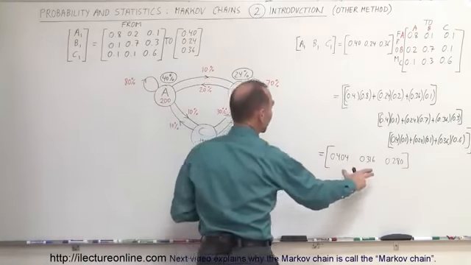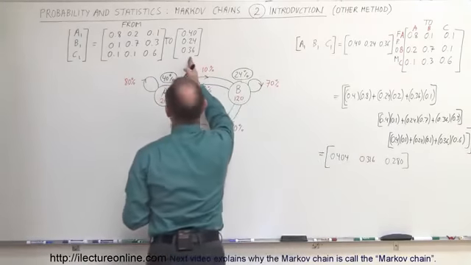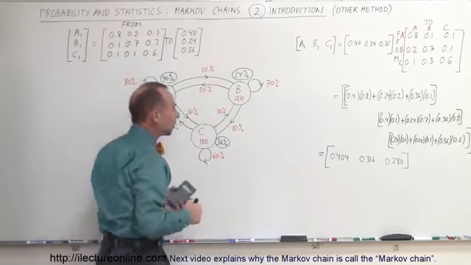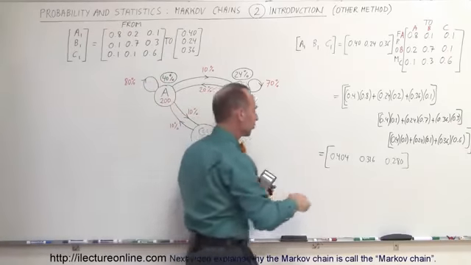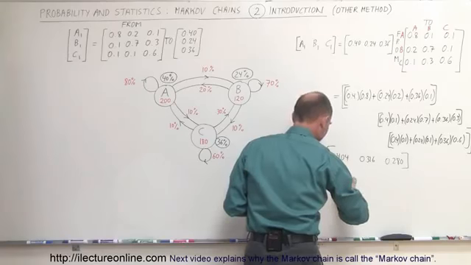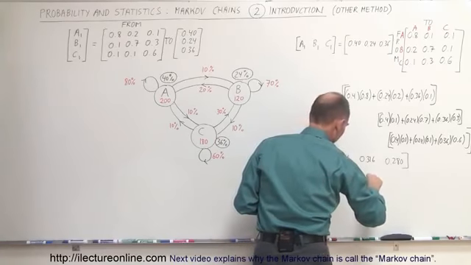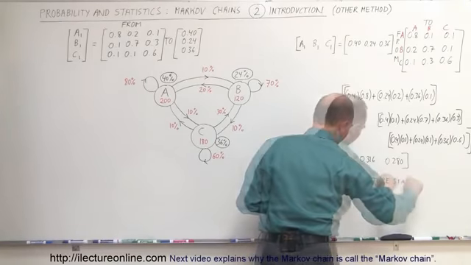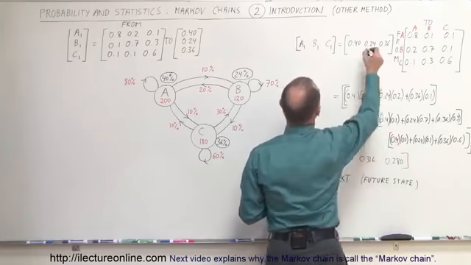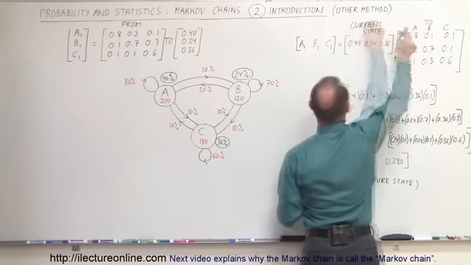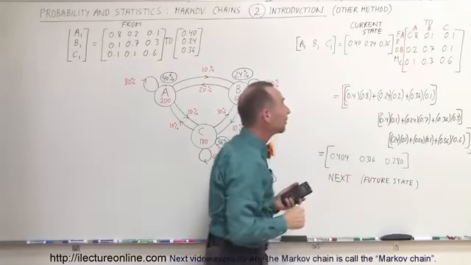Actually, not the current state, but the future state. So this is the current state. That's the next state. So either we call it the next state or the future state. Let's just write that down. So that's the next state or future state, if you want to look at it. And this would be the current state. And this would be the probability matrix.